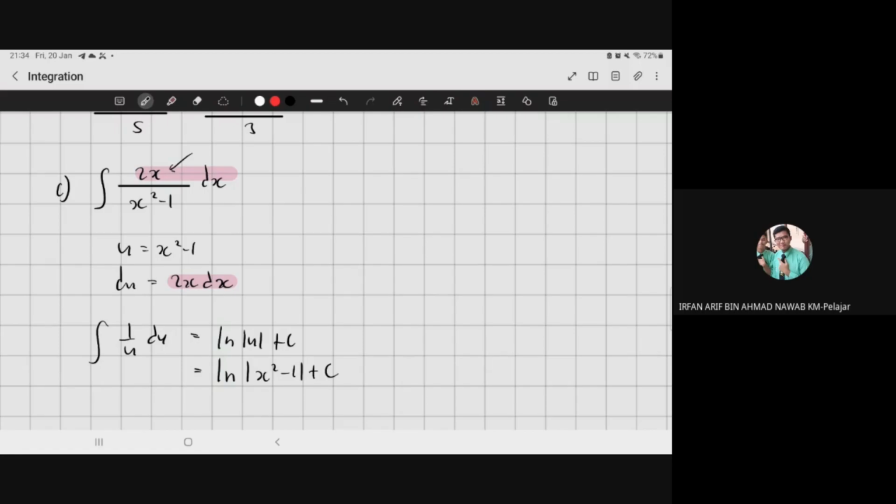Man, there are a lot of integrals here. Okay, one last integral. Then we will go through the tricks for trigonometry.